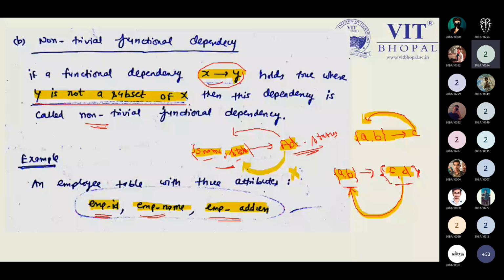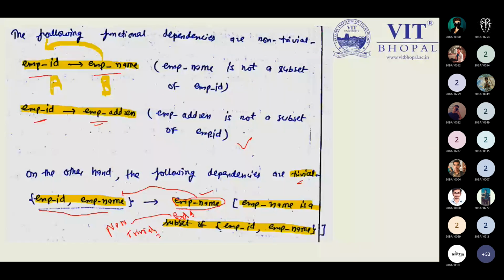Here we have one more example. Employee name depends on the employee ID, which means employee ID determines the employee name. Employee name is not a subset of employee ID, and employee address also depends on the employee ID. So these are examples of non-trivial functional dependency. That is the simple way we have to understand.